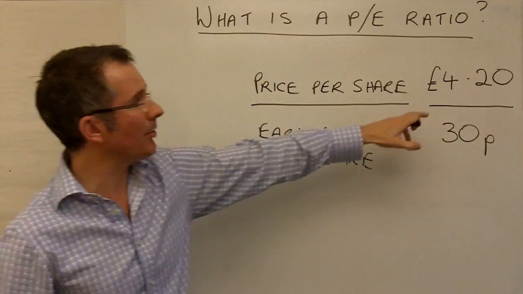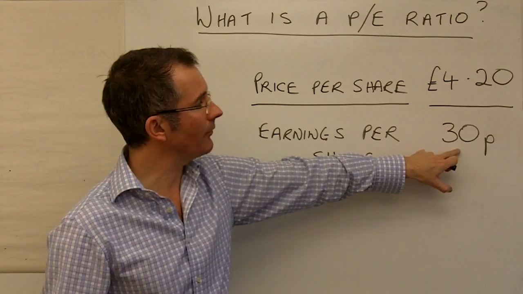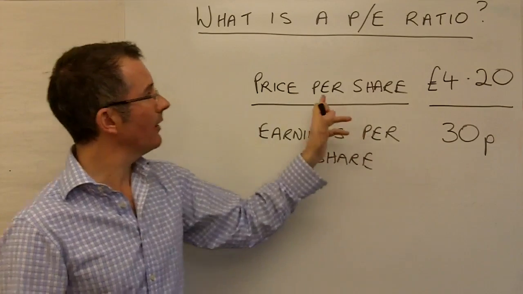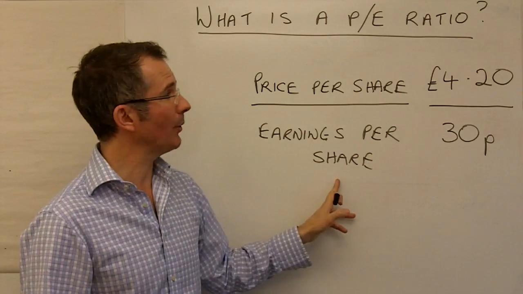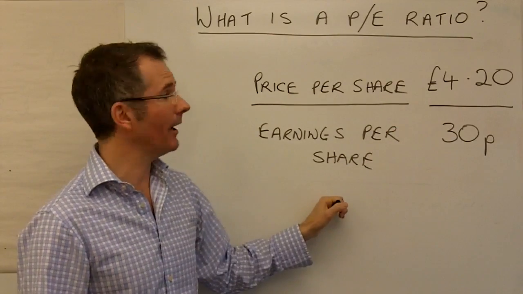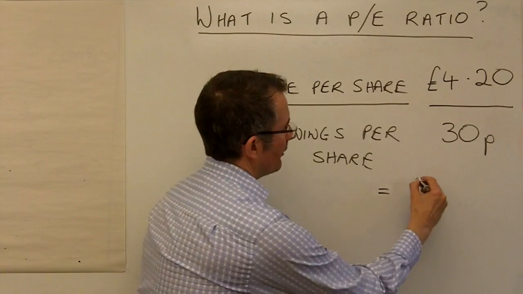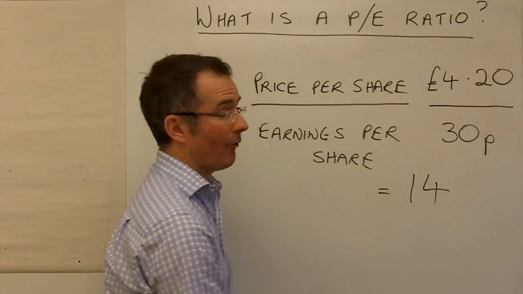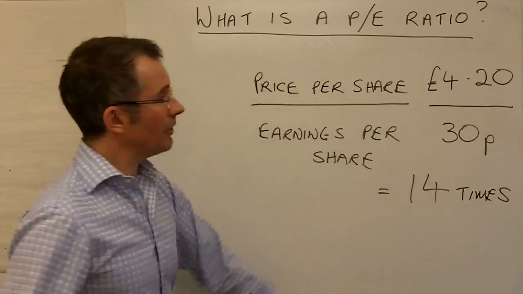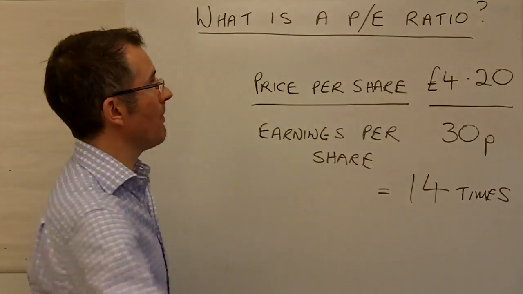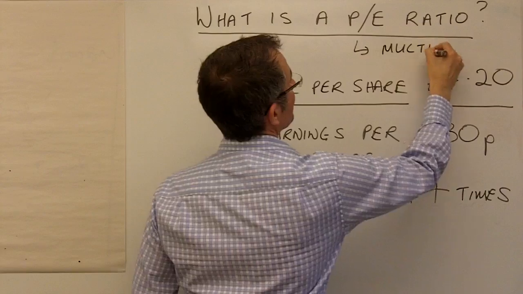So I've got today's share price, that'll change tomorrow or next week, compared to 1 year's earnings on a per share basis, because this is one share, so this needs to be expressed per share as well. So we're not comparing apples with pears, if you like. And that gives a number. The result, if you like, is around 14, or 14 times. It's just a number, or what analysts sometimes call a multiple. So another word is the PE multiple.